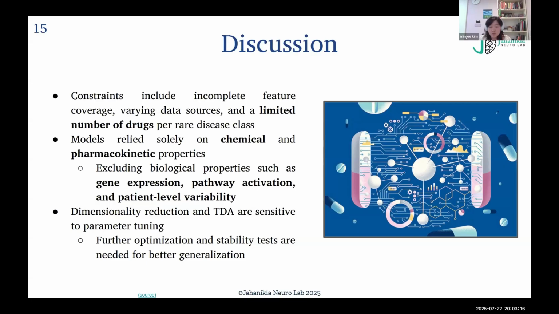Third, we found that the dimensionality reduction and topological analysis, which we use to uncover patterns, are highly sensitive to parameter tuning. For example, parameters such as n_cubes and perc_overlap in the mapper algorithm can dramatically affect the output. Without careful calibration, the results might not generalize well. So we believe that some of our future work should focus on optimizing these parameters and running stability tests to make sure that these findings are generalizable and interpretable.